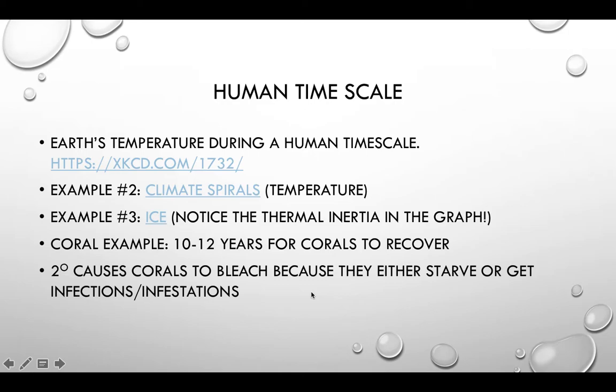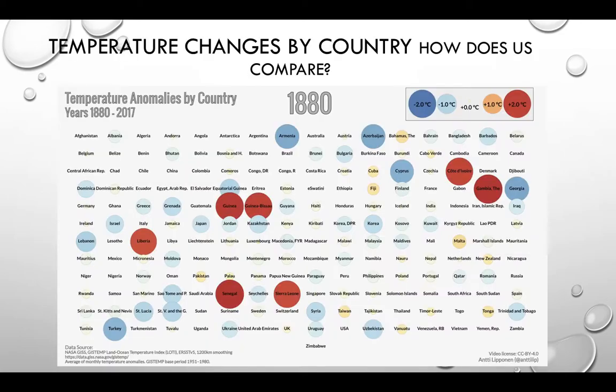And so when we're talking about our coral reef example, it's going to take a human time scale of about 10 to 12 years for corals to recover. And just that 2-degree change causes corals to bleach because they either starve or they get infections, infestations, whatever. So on a human time scale, we can see impacts on things like corals or habitats. Invasive species is an example we've talked about, but we also have to start thinking at the global climate scale.